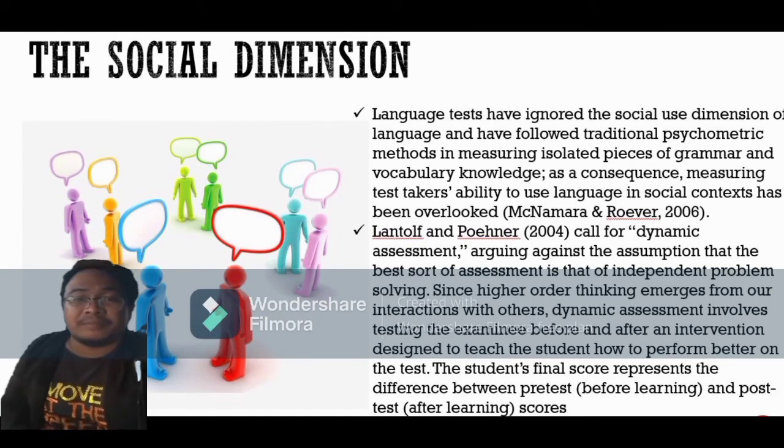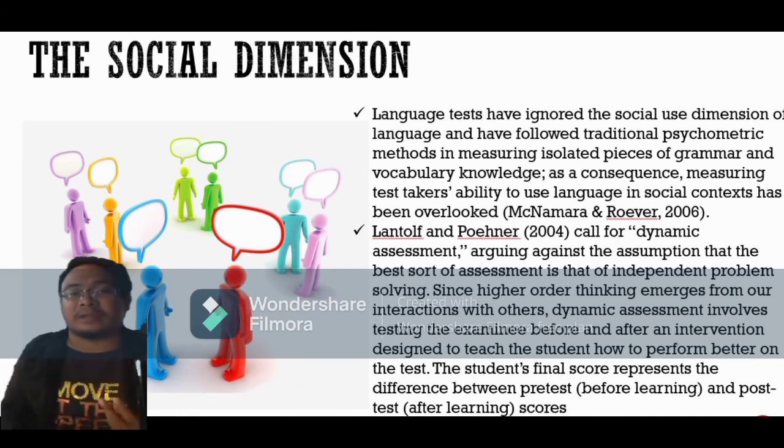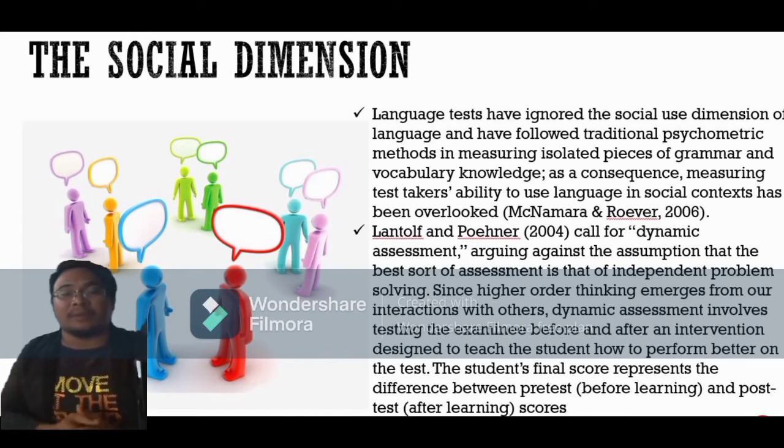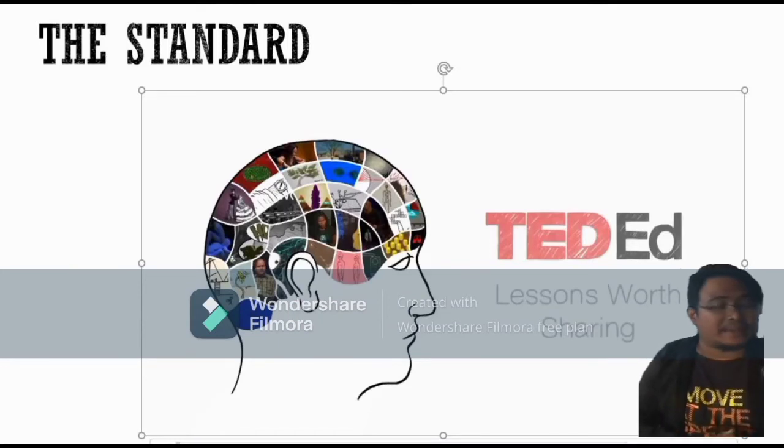On the social dimension, innovators are arguing that students must not be assessed only through traditional psychometric systems, for example the normal grammar test or vocabulary test. Instead, they want us to assess the student when he's interacting with someone, which is pretty logical, I believe, since humans are social animals. We learn by mimicking someone, by observing someone, and by working with someone. So I think this is one of the great innovations out there, that students are not just assessed through the normal tests but are actually tested when they're interacting with someone.